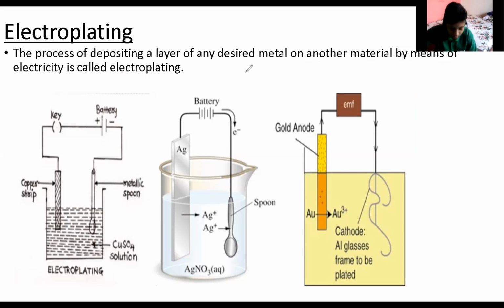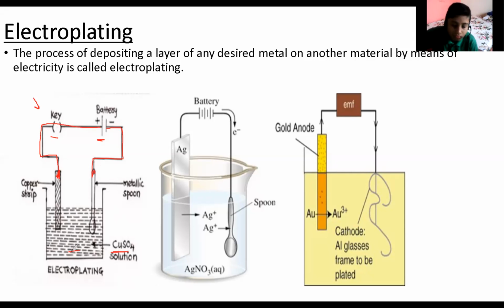Now how it is done, this we will understand now. Okay, here few figures are shown to explain the process of electroplating. Once let us go through this figure, then I will explain you in detail. In the first figure, you can see that there is a battery. Okay, there is a key, that is a switch, and with the positive terminal, a copper strip is connected, and with the negative terminal, a metallic spoon is connected. And here the solution, that is CuSO4, is used as a liquid.